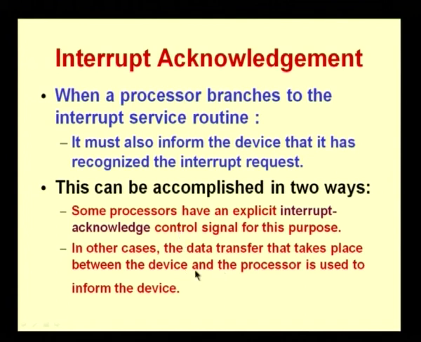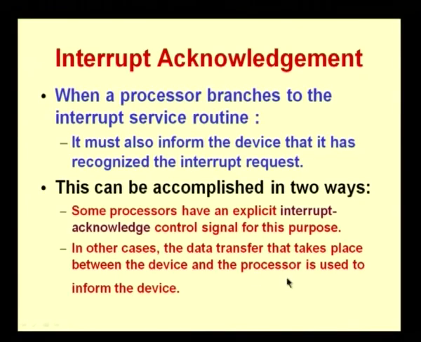In other cases, the data transfer that actually takes place between the device and the processor can be used to inform the device. In response to the interrupt, when the interrupt service routine is called, there will be some data transfer that will take place. As part of the data transfer, an acknowledgement can be given to the device. So, this is another method that can be used. Both these methods are widely in use. Some processors use an explicit interrupt acknowledge signal, and in some processors it is done by means of an acknowledgement message that is given to the device.